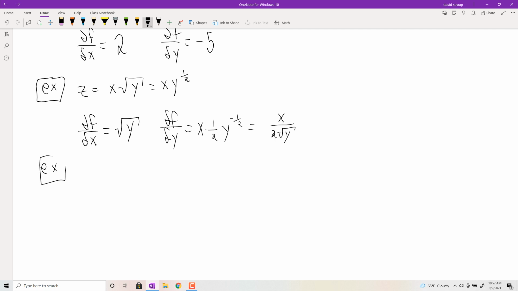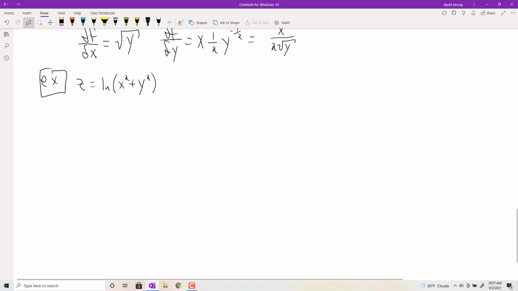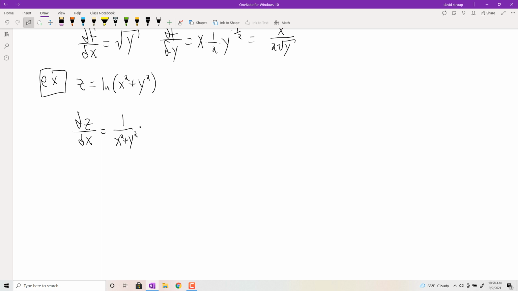Let's get another. So z equals ln of x squared plus y squared. Okay, partial of z with respect to x. So for the derivative of the natural log, you go 1 all over the guts times the derivative of the guts. So with respect to x, the only variable then is the x squared. So the derivative of that is 2x. The derivative of y squared, that's just 0. Clean it up a little.